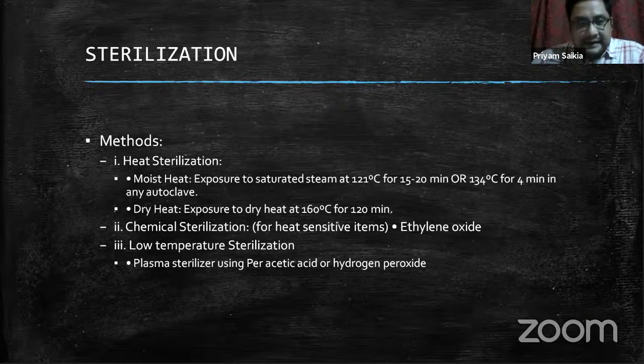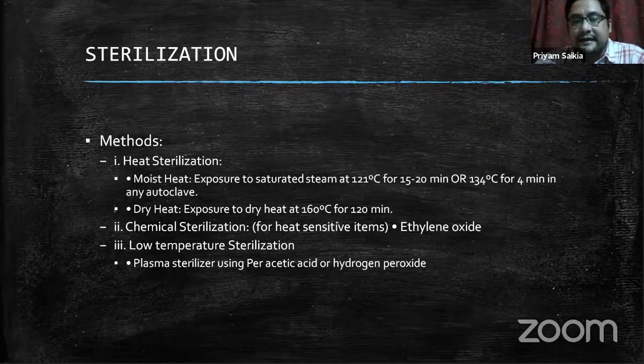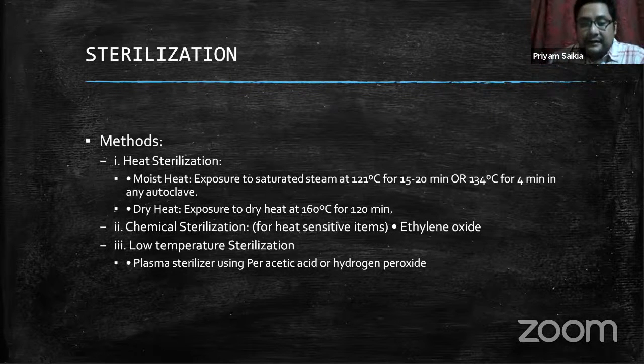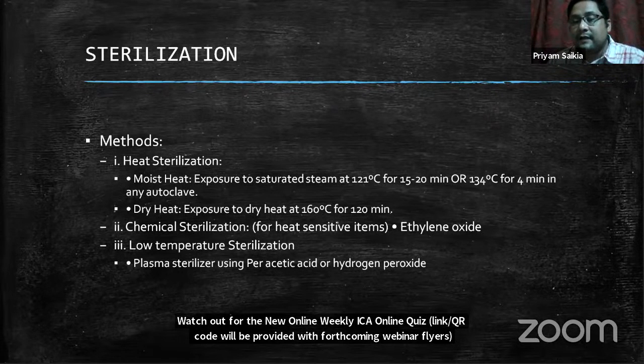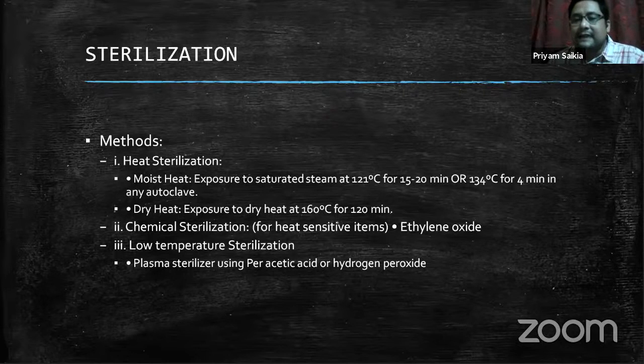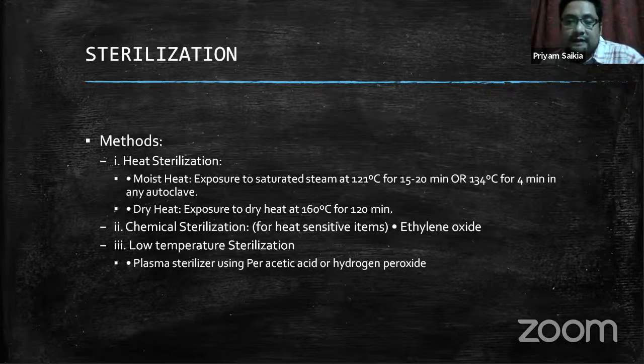When sending equipment for sterilization, there are different methods of sterilization. One is where heat is used, that is heat sterilization. The heat can be either moist heat or dry heat. In certain cases, chemical sterilization can be used, for example ethylene oxide, when the material is heat or moisture sensitive. And then we have low temperature sterilization, which is basically chemical sterilization, like plasma sterilization using peracetic acid or hydrogen peroxide. This can be used if the material sent for sterilization is heat or moisture sensitive.